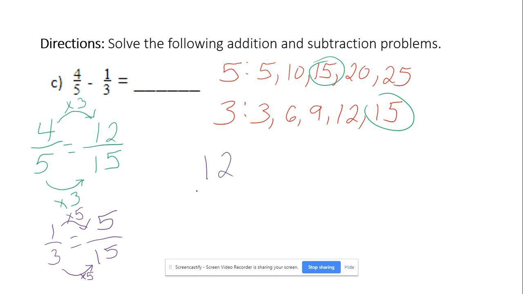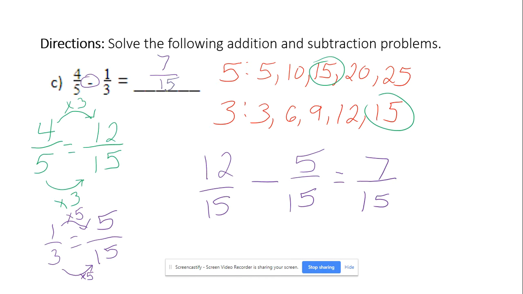So we have 12 fifteenths. We're subtracting this time. 12 fifteenths minus 5 fifteenths. Remember, the 15 tells us how many parts are in one whole, so the 15 stays the same. We still have 15 parts for each whole, but now we're subtracting 12 parts. Take away 5 parts, that's only 7 parts left. So we have 7 fifteenths.